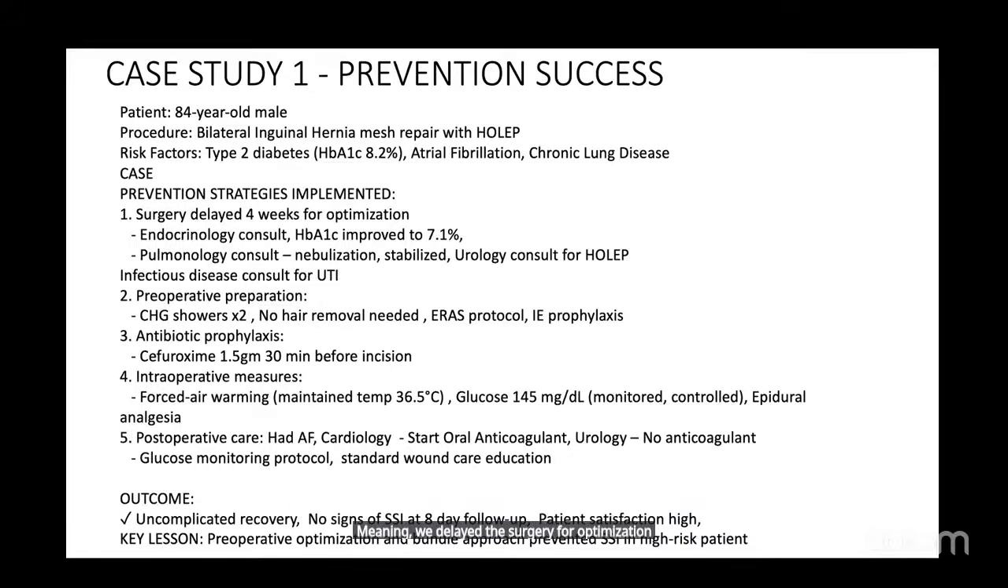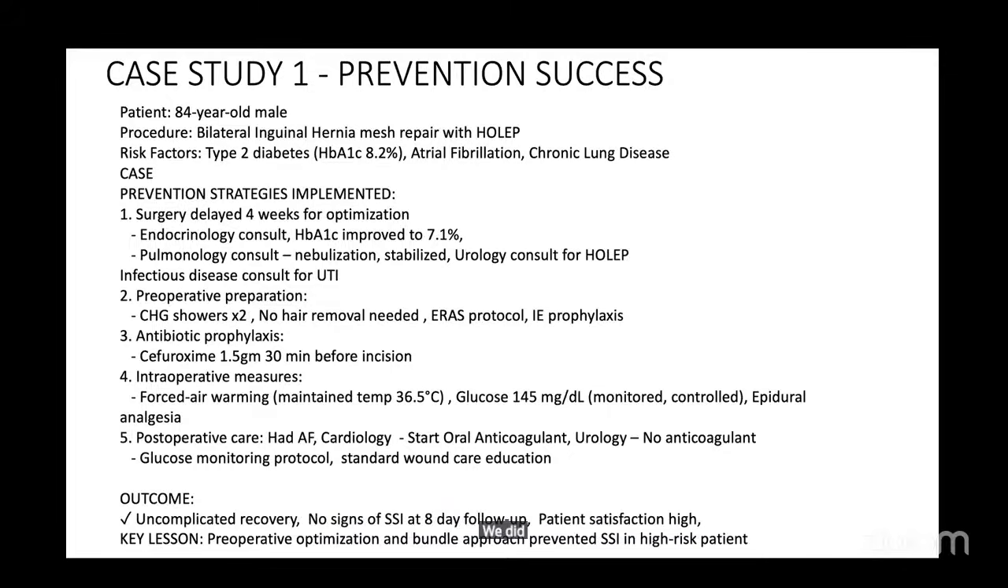So prevention strategies: we delayed the surgery for optimization. Initially, we got an endocrine consultation for control of sugars. We got a pulmonology consultation for nebulization, etc. Urology was consulted for the prostatic hypertrophy, and they decided to do the HoLEP. Since the patient had a UTI, we got the infectious disease team to come in and treat the patient for the UTI for about 3 weeks prior to the surgery.